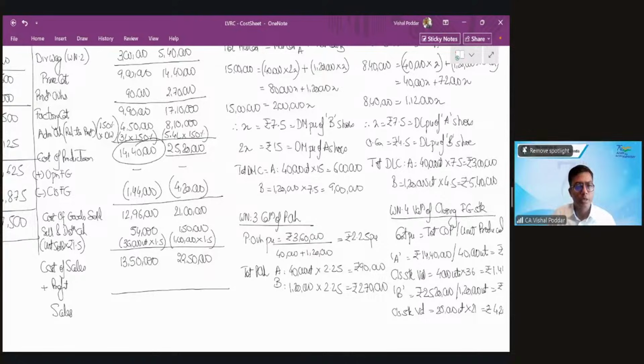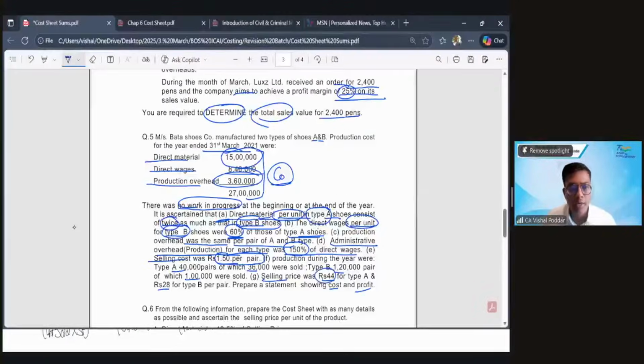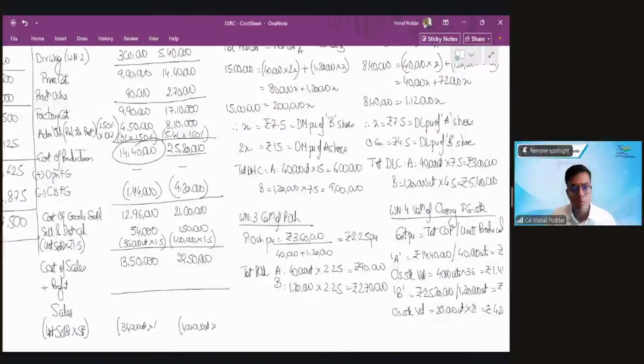And now finally sales, which is units sold into selling price. 36,000 units into, and 1 lakh into. So 44 for A, 28 for B. So this is 28 lakhs. 36 into 44.